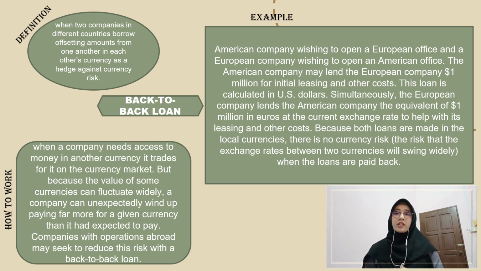Companies with operations abroad may seek to reduce this risk with a back-to-back loan. One example would be an American company wishing to open a European office and a European company wishing to open an American office. The American company may lend the European company 1 million for initial leasing and other costs. This loan is calculated in US dollars. The European company lends the American company the equivalent of 1 million in euro at the current exchange rate to help with its leasing and other costs. Because both loans are made in the local currency, there is no currency risk when the loans are paid back.